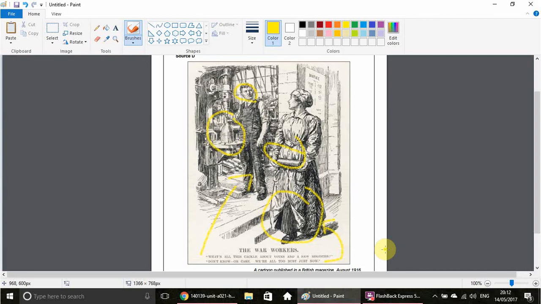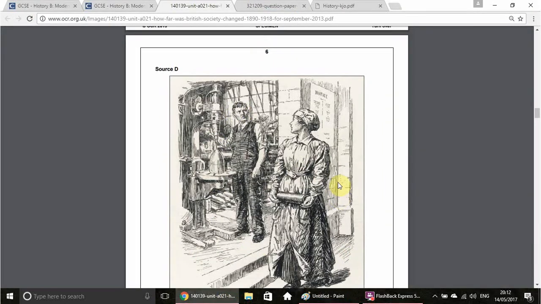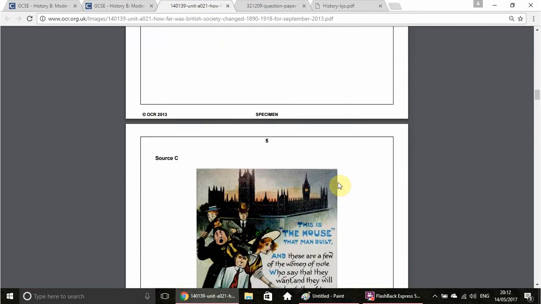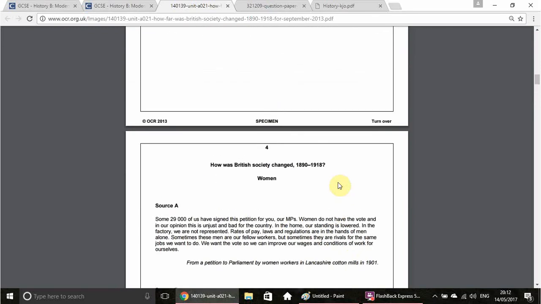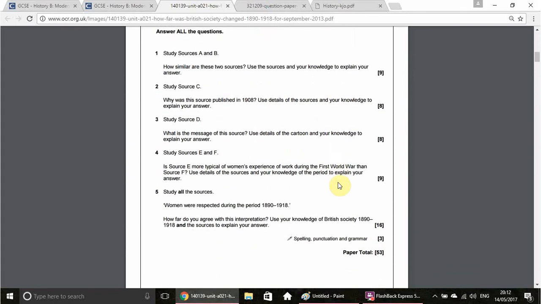Okay, so that's how we go about annotating the sources. So if we go back to the paper, what I would do in those 10 minutes that I'm trying to spend annotating the sources and understanding the paper, I would first of all read through each question and think about what it is asking me. So for example, as I was going through, I might highlight the word similar, and I might go through this one and say, why was the source published? I might just note down the word purpose because that's what it's asking me.